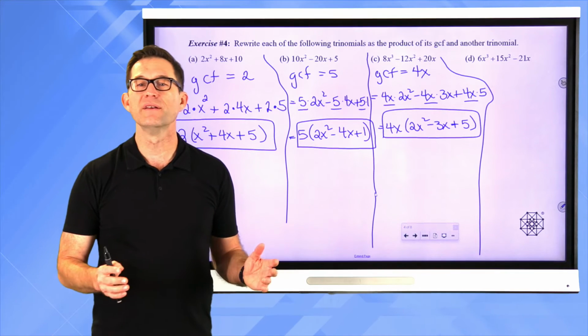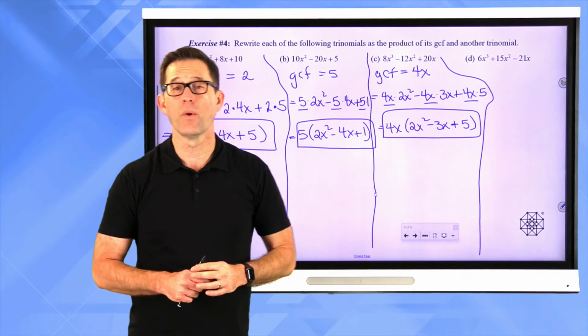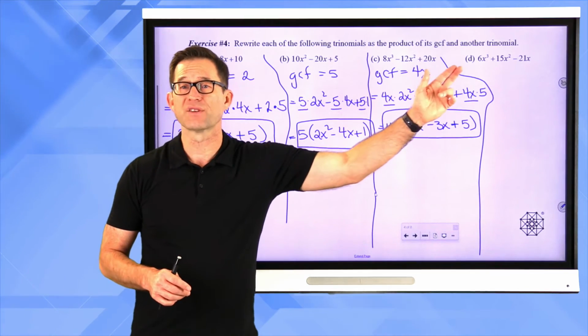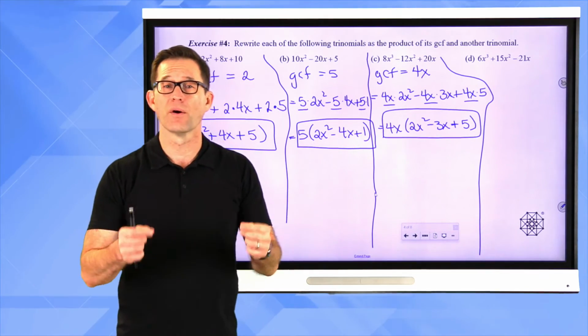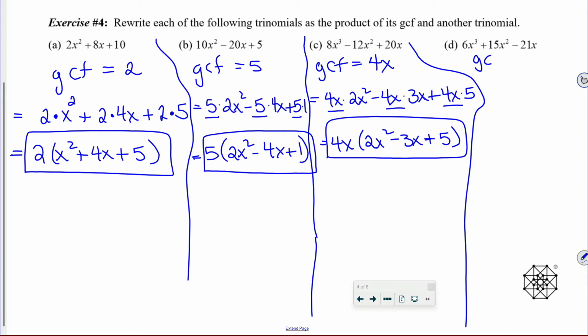All right, letter D is very, very similar to letter C. We look at the 6, the 15, and the 21, and we note that the largest thing that goes into each of them is 3. We've got x cubed, x squared, x to the first, so that we also pick up an x to the first. Our GCF is therefore 3x, and I think I'm going to carve out a little space down here for the rest of this problem.